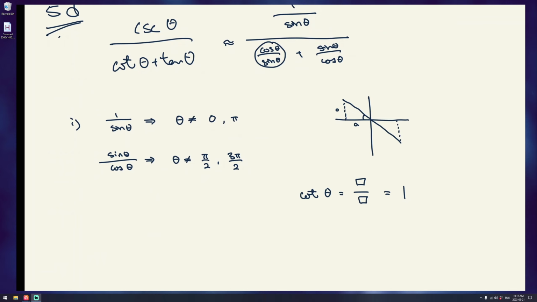To generate -1, notice how in this quadrant the adjacent side is negative and the opposite side is positive. So adjacent would be negative, opposite would be positive. So you're guaranteed to have a -1, so long as the values in the box are the same. Now that we understand what we're looking for, think about a special triangle that has opposite and adjacent the same.